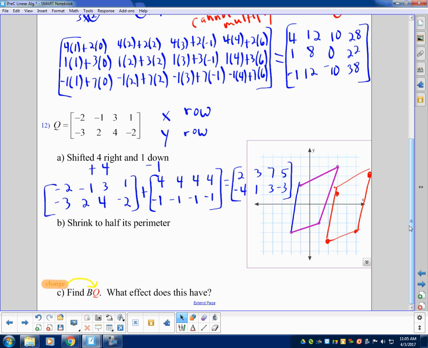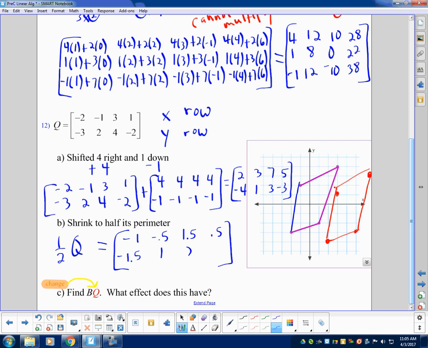Okay, B says shrink the quad to half its perimeter. We call that a dilation. I don't know if you remember that, but dilation. So I would just take 1/2 of matrix Q. So I'd be taking half of each of these elements. So it'd be -1, -0.5, 1.5, 0.5, and then -1.5, 1, 2, and -1.